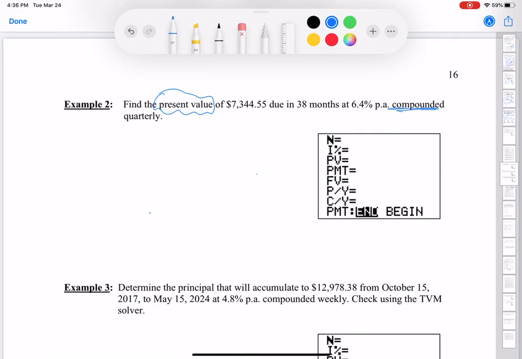All right, so we know that we have a future value that is $7,344.55. We have a time of 38 months, and we know that that has to be converted to years, so it's going to be 38 over 12. i is equal to 0.064, or 6.4%, and m is compounded quarterly, so m is 4. All right, so let's take our compound interest formula that is isolated for P.